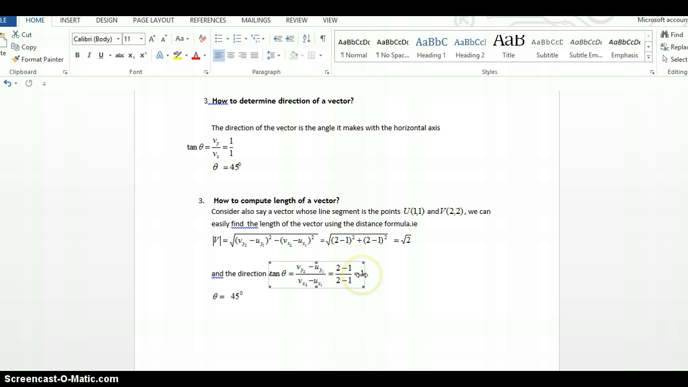So we arrive at 1. So tan inverse of 1 gives us the angle 45. So you see that this is actually the direction of the vector, which is the angle 45.